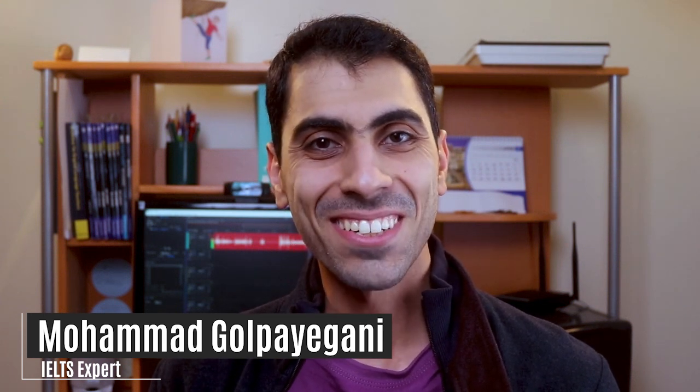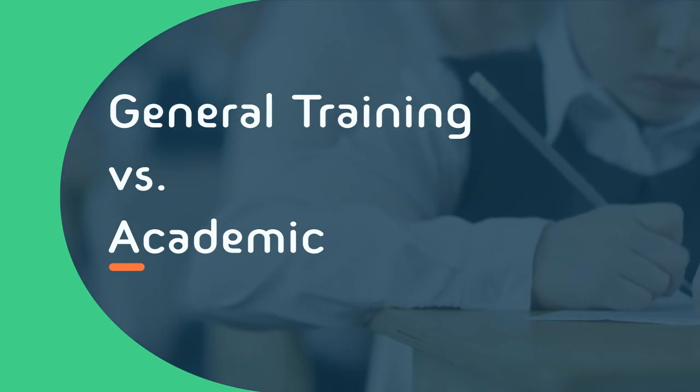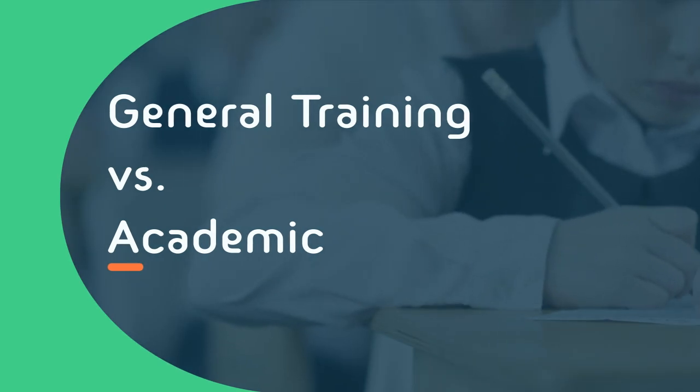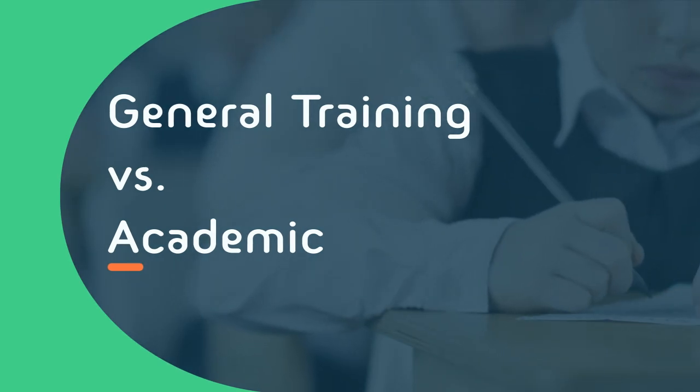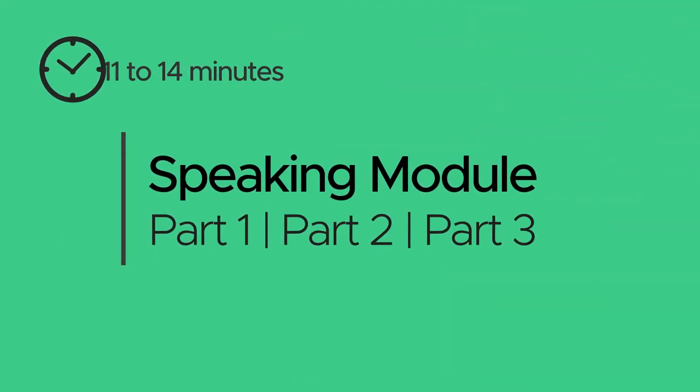In this episode, we're going to take a look at the overall features of the speaking module in the IELTS test. Before we start, you should know that the speaking module is the same in both general training and academic IELTS. This test is made up of 3 parts and it takes between 11 to 14 minutes.